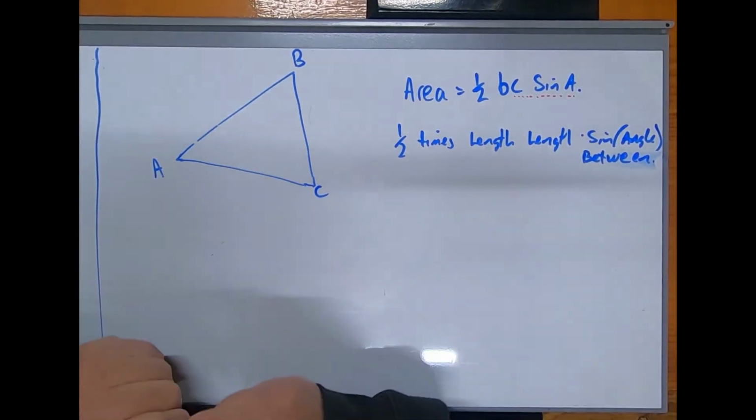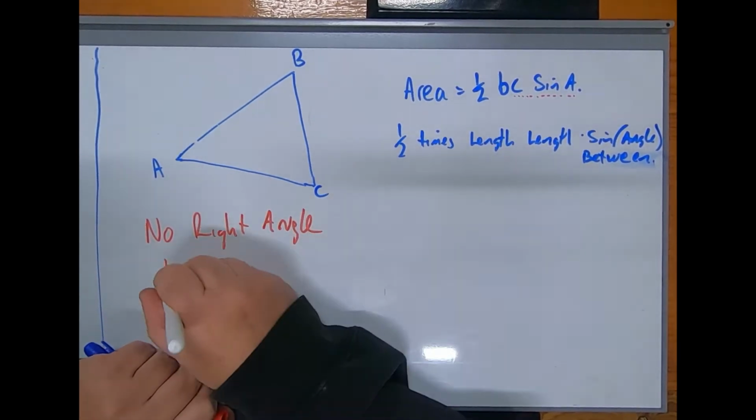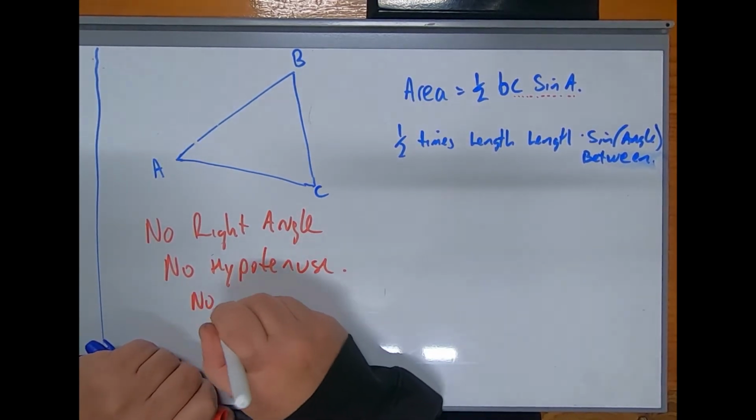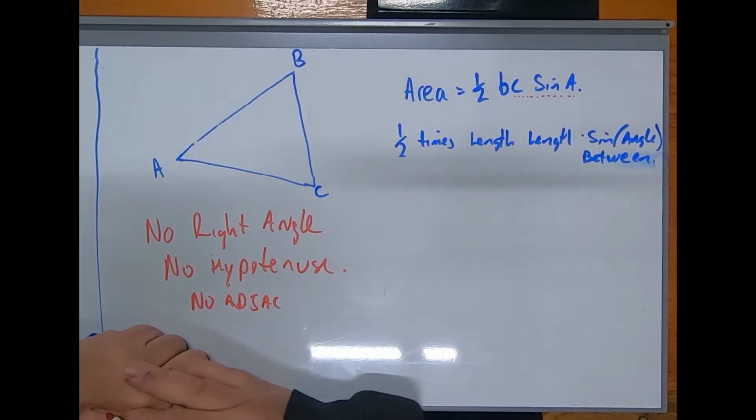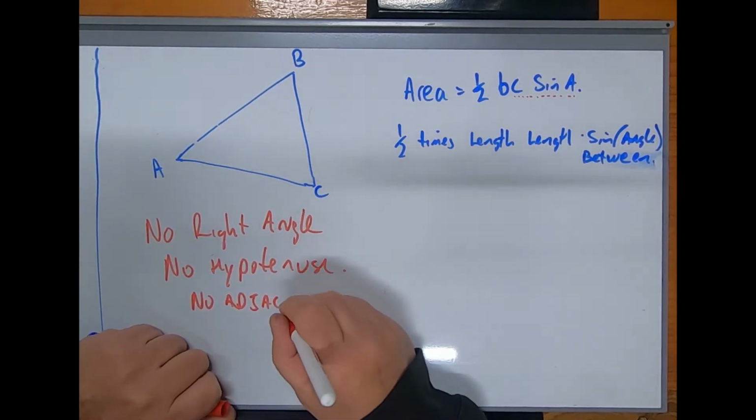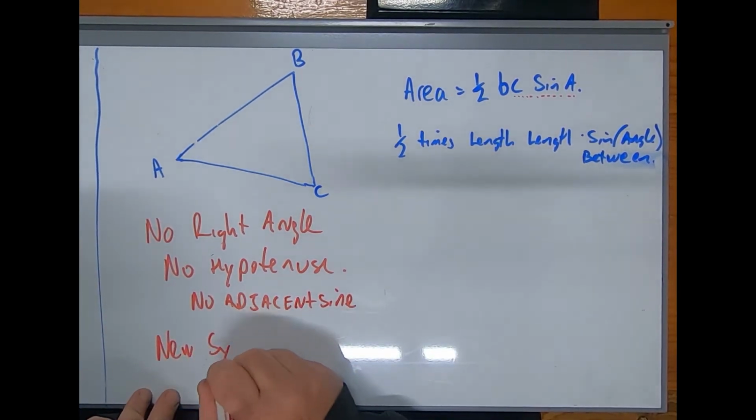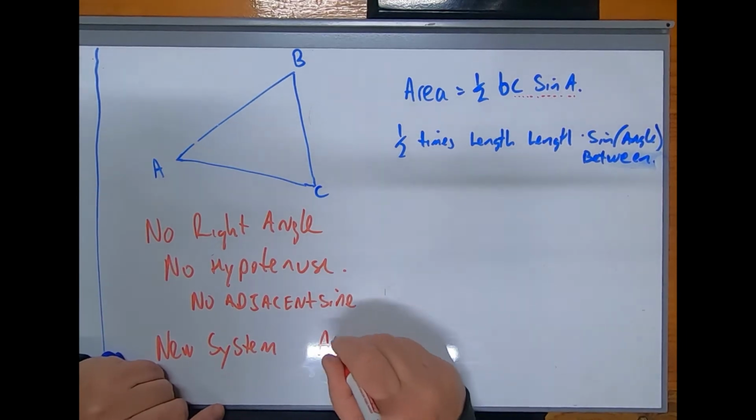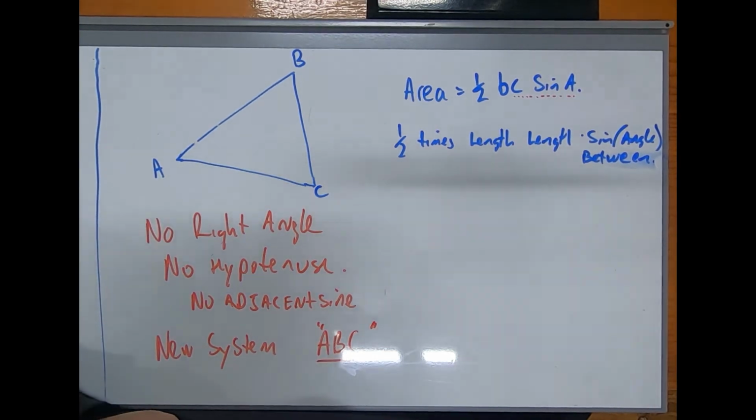Key issue is no right angle, no hypotenuse, no adjacent side. How can I have a hypotenuse if it's opposite the right angle? And there's no right angle. So we need a new system. Because mathematicians don't have a lot of imagination, the new system is going to be called ABC.